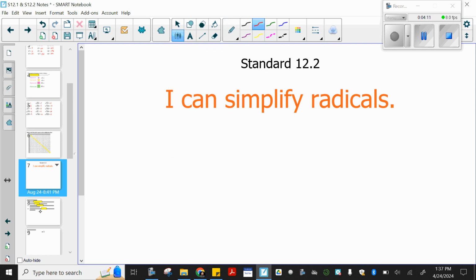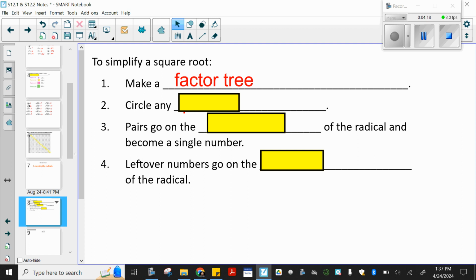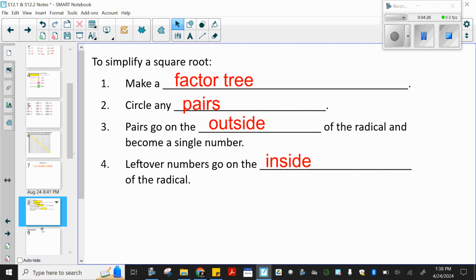Back to a regular pen. So to simplify a square root, make a factor tree. Circle any pairs. Those pairs go on the outside of the radical and become a singular number. Leftover numbers go on the inside of the radical.